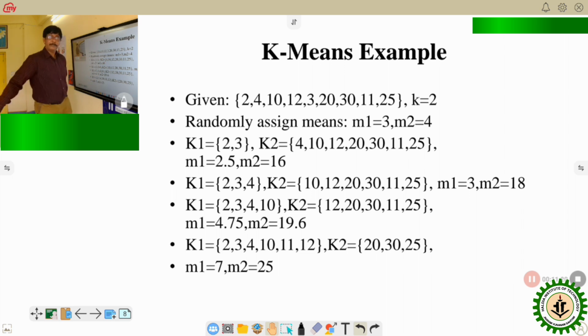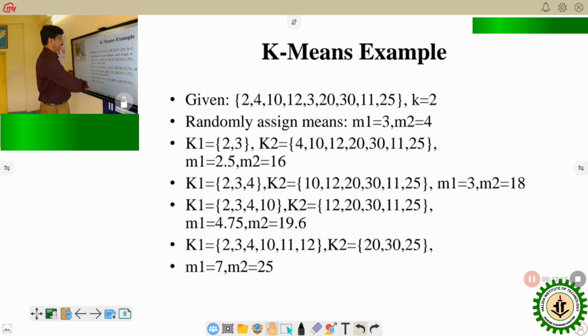What is the next one? 10. Let's see. What is the distance from 3 to 10? That is 7. What is the distance from 10 to 4? That is 6. As 6 is less than 7, it will go to the second cluster. So here similarity means similarity based on the distance from the cluster heads. 10 has a lesser distance to M2 than to M1, so 10 belongs to cluster 2.